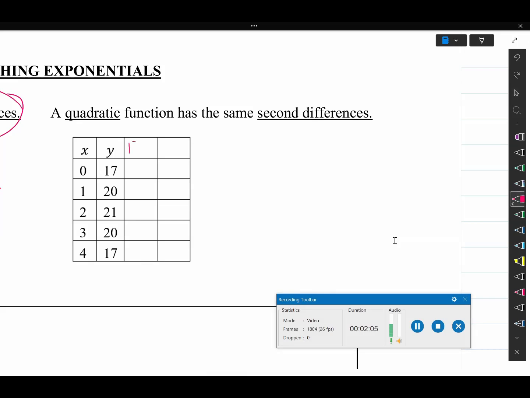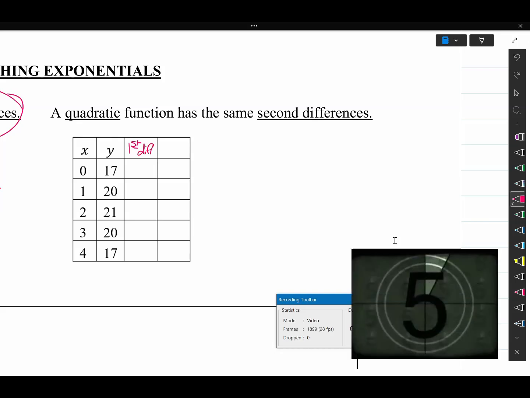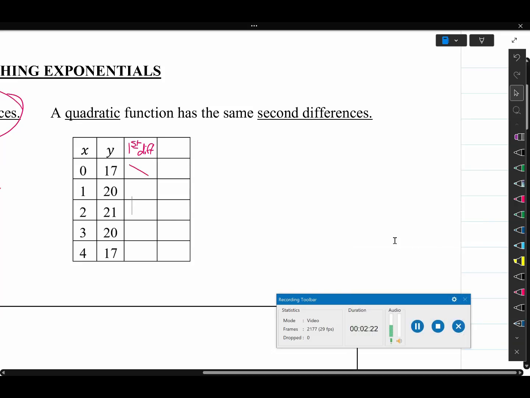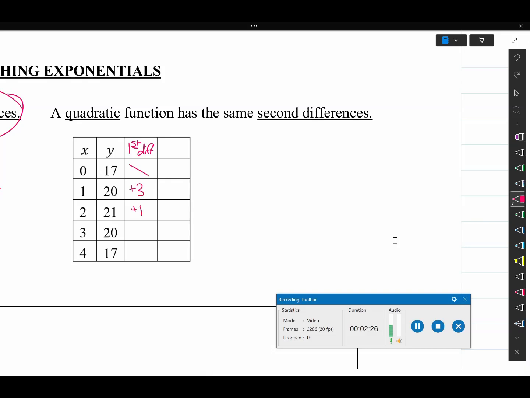A quadratic function should have the same second differences. The very first step in order to find your second differences is to calculate your first differences, as we just did with our linear function. So I encourage you, pause the video, unpause, see how you did. From 17 to 20, we're going up by 3. From 20 to 21, we're going up by 1. From 21 to 20, we're going down by 1, so it's a negative here. And from 20 to 17, we're going down by 3.